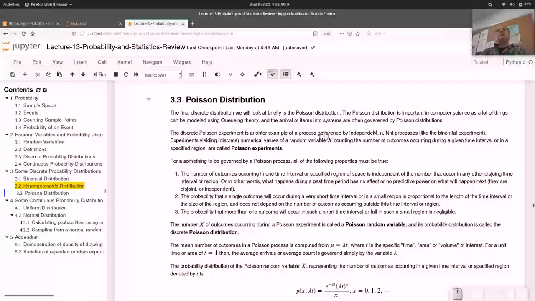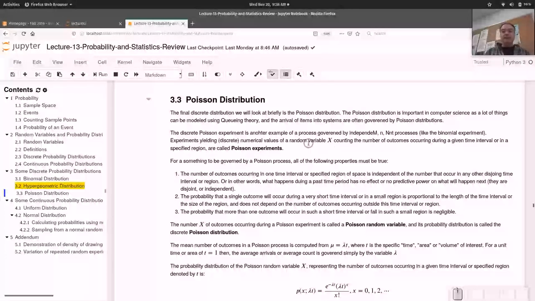As things arriving on a queue, so like in computer science, like maybe packets arriving in a network, coming into your computer, you have to queue them up. So their arrival times are well modeled by a Poisson distribution, or jobs arriving or starting in a supercomputer are often distributed by a Poisson distribution.